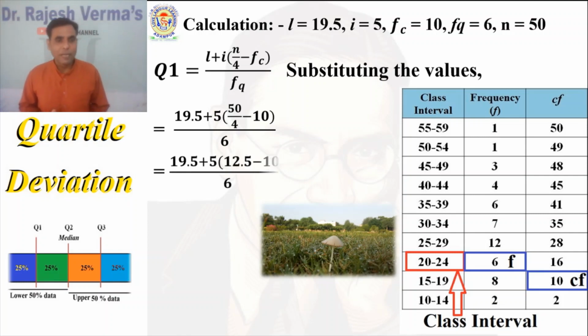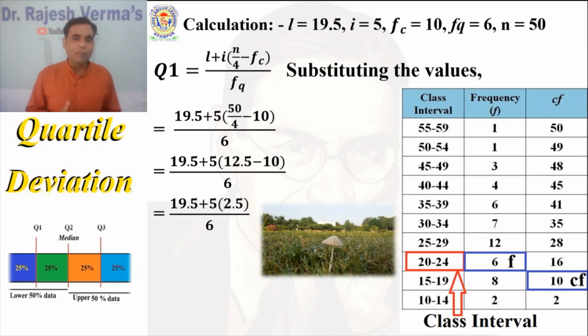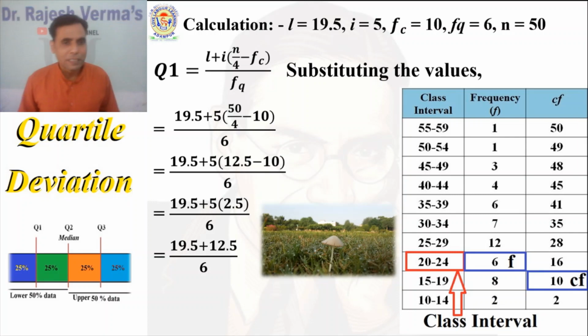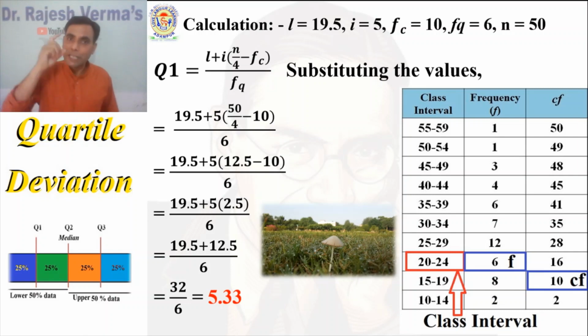Then if we simplify it, finally 19.5 plus 5 into 2.5 divided by 6. Finally 19.5 plus 12.5 divided by 6, and it is 32 by 6. So Q1 of the grouped data is 5.33. So dear friends, the important point is you must remember the formula for that.